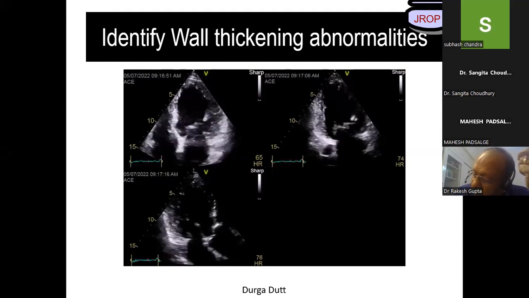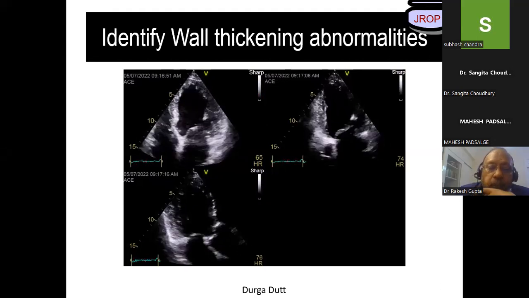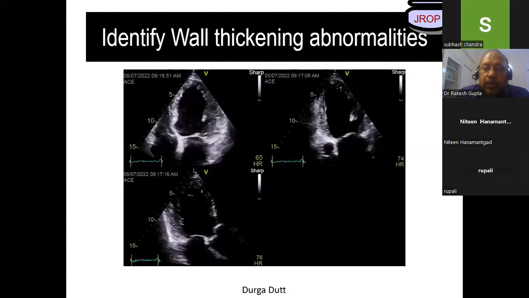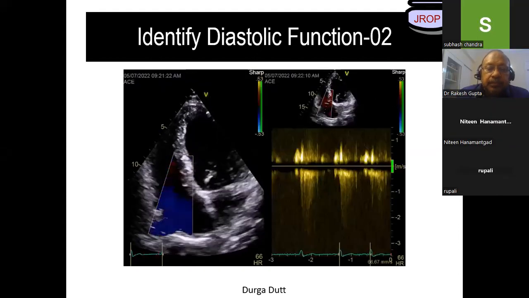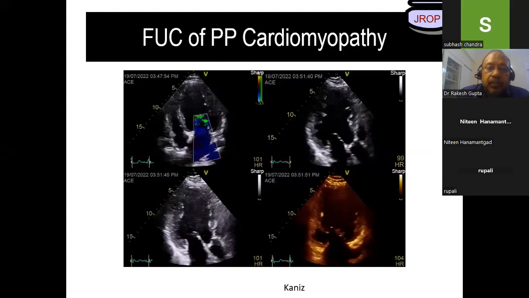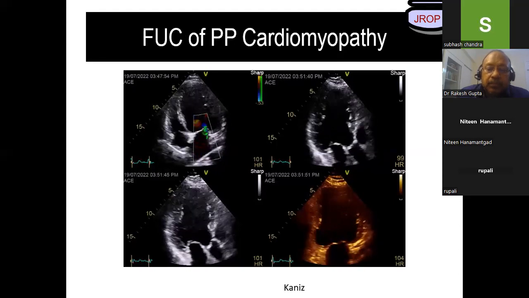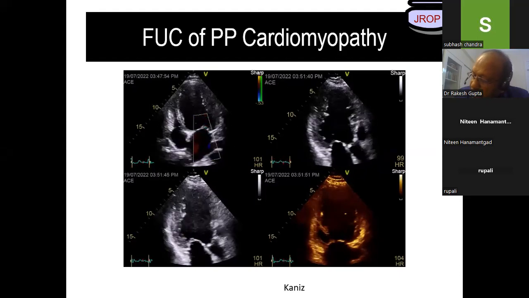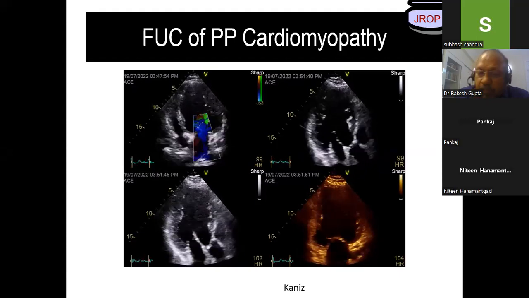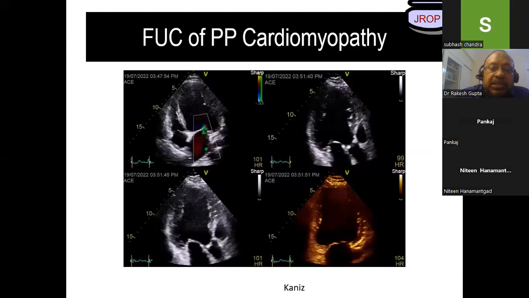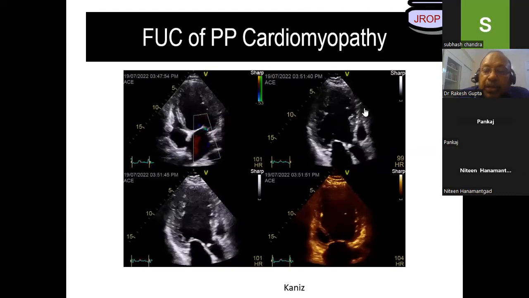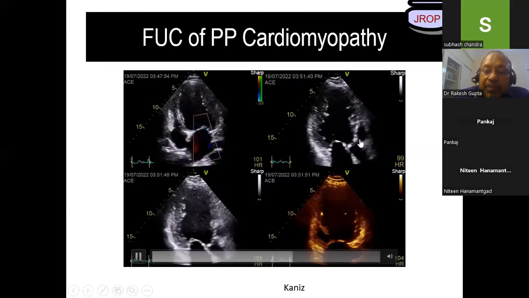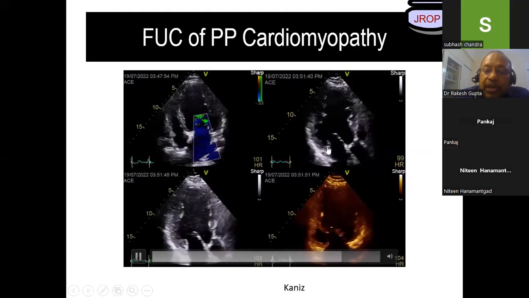Dr. Piyush Panda from Gondia. Piyush, are you there? Not this one. Dr. Pankaj Mishra, Bhubaneswar. Yes, sir. Pankaj, tell me about this particular segment, the second one. What is the abnormality of this segment?